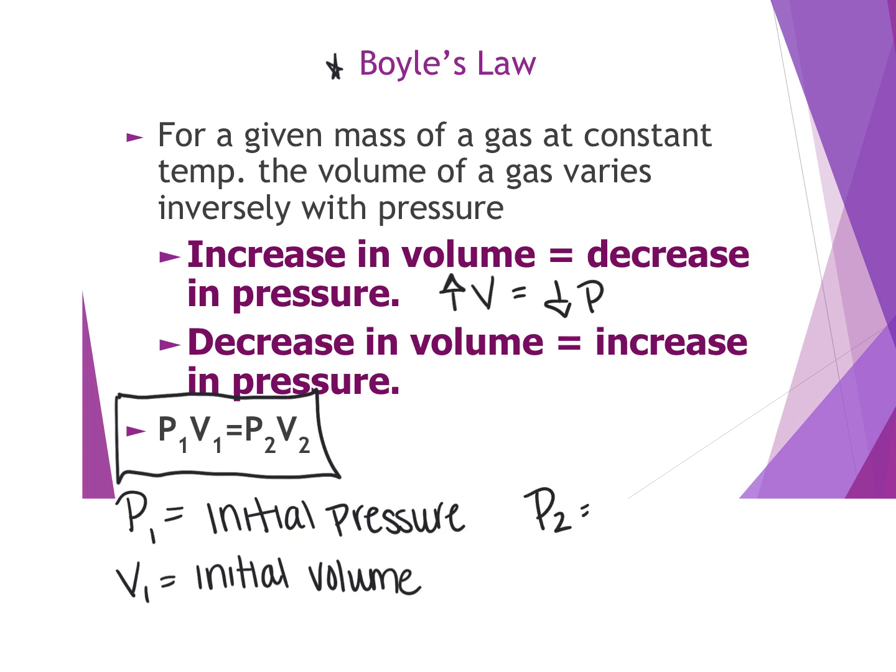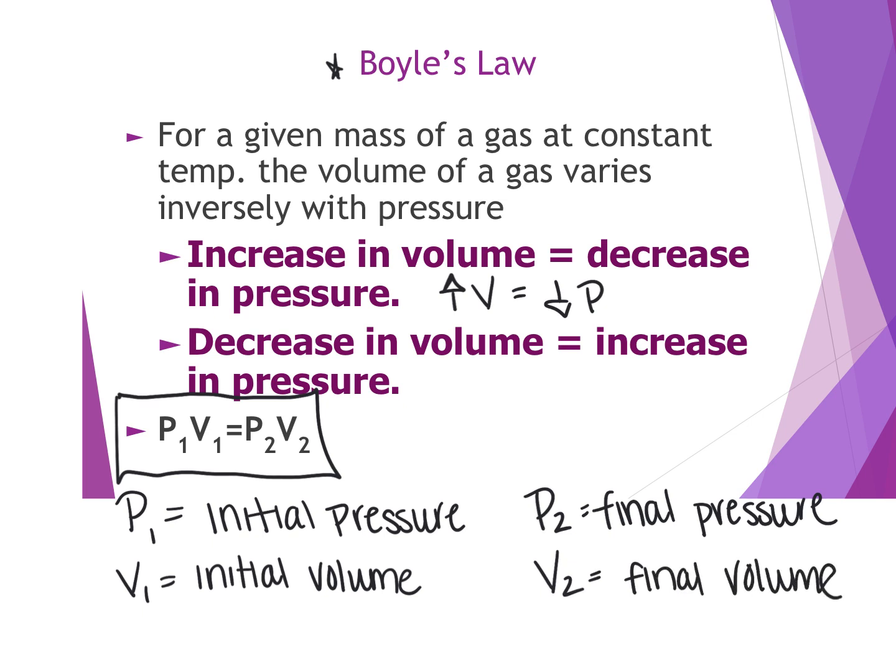P2, still pressure, is just final pressure. And then V2 is final volume. So you definitely need the equation down in your notes. If you aren't quite sure what P1, V1, P2, or V2 mean, go ahead and write down the key. If you know P1, V1, P2, V2, do you need to rewrite the key?